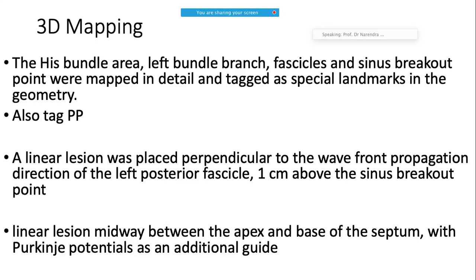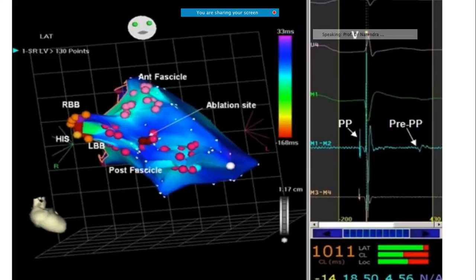In the 3D mapping, you try to tag the important areas. Important areas in the sense, the His bundle area, the left bundle branch area, the fascicles, okay? You have to tag them. And then you try to put up a linear lesion which is perpendicular to the wavefront propagation direction of the left posterior fascicle, nearly 1 centimeter above the sinus breakout point. And the linear lesion is midway between the apex and the base of the septum. Okay, and of course, those are the areas where Purkinje potentials are going to be present.